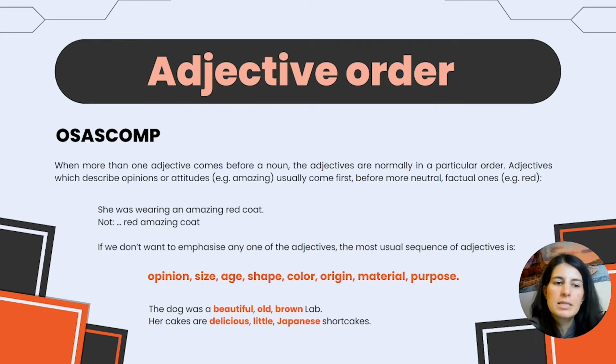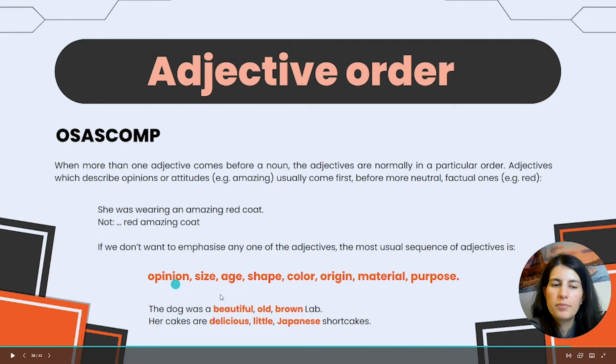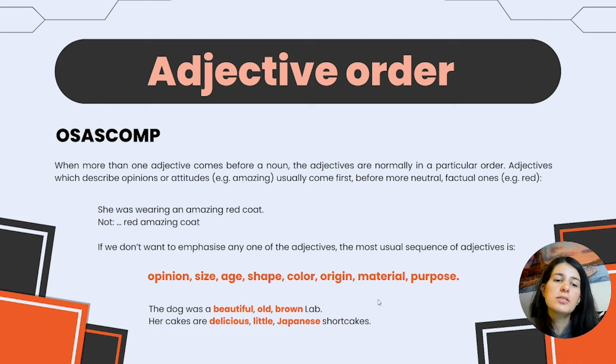Okay? The same happens in the sentence, her cakes are delicious, that is my opinion. Little, that is the size. And they are also Japanese. Japanese here is the origin. So her cakes are delicious little Japanese shortcakes. So the order here matters.